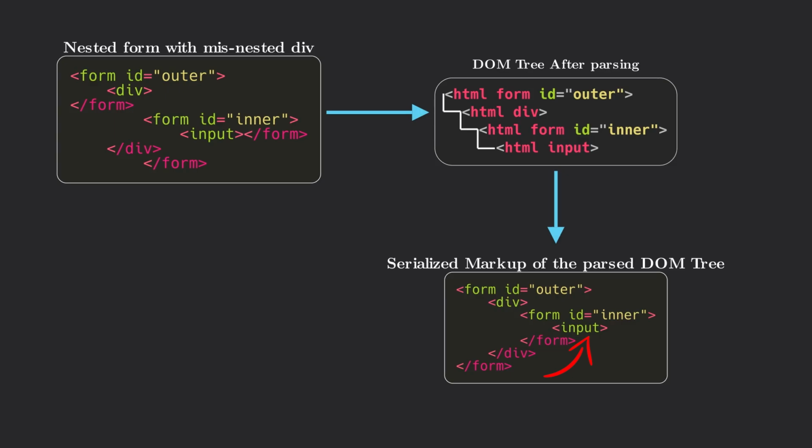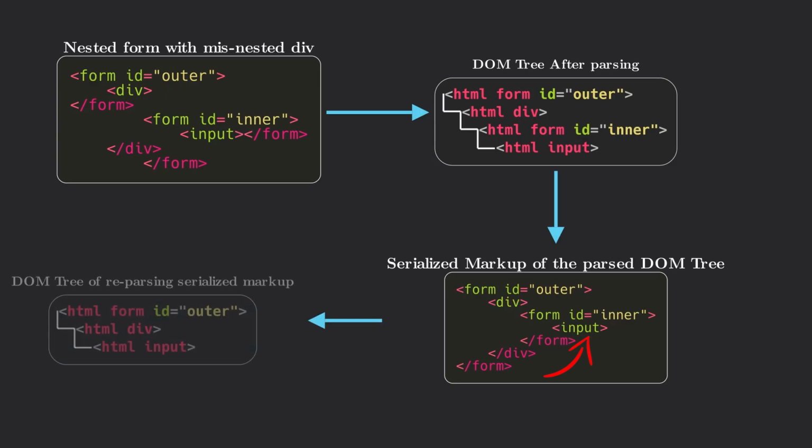Now, notice this. When we reparse the serialized HTML, the nested form is removed because we don't have a misnested div tag in the serialized markup. So, we started with one HTML markup, parsed into a DOM tree with nested forms. After serialization and reparsing, we end up with a different DOM tree, this time without the nested form. In short, we get two different DOM trees for the same markup after each parsing.